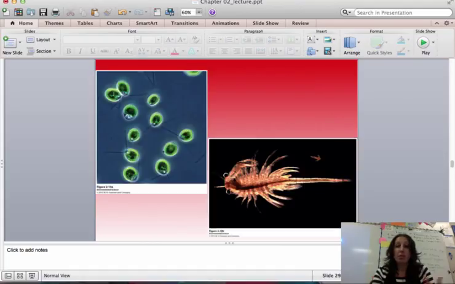Okay, I'm going to skip the cells, you should know, but here's your single cell and your multicellular. Over here on the right, the shrimp.